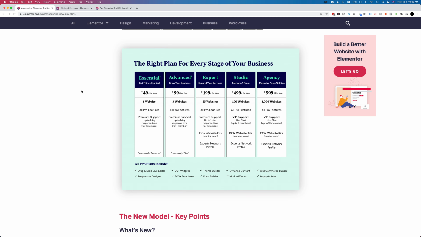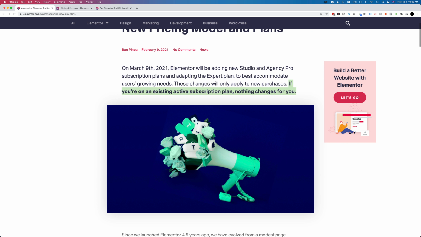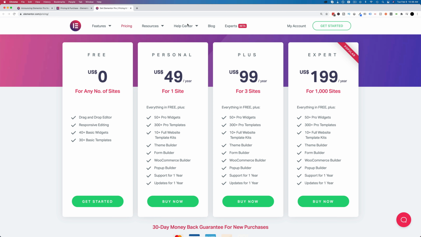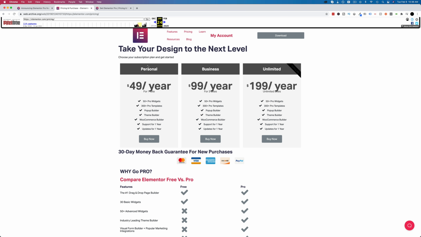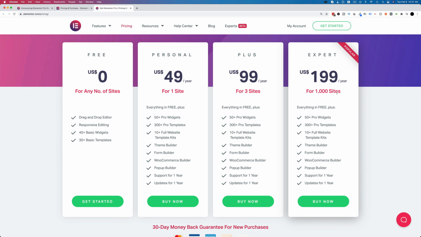And what I said earlier about how I don't believe that this is to best accommodate the user's growing needs, I think we're being accommodated just fine when it was $200 for 1,000 sites. In the Wayback Time Machine, from early 2019, this is the Elementor pricing page, we're being accommodated just fine for $199 for unlimited sites. And I remember when they changed that to 1,000 sites, which is the current plan, there was uproar from a number of people.